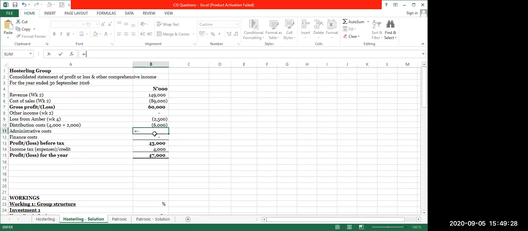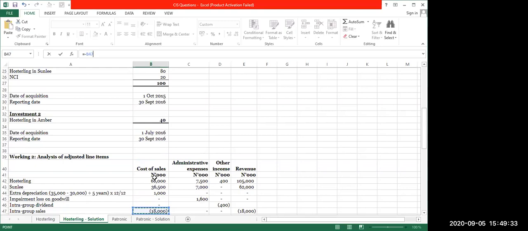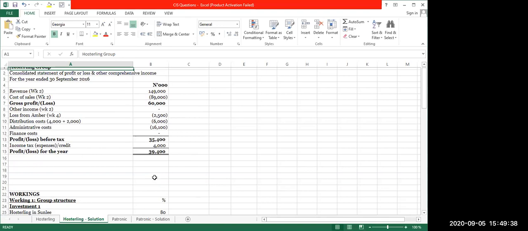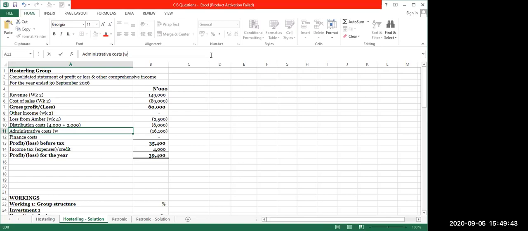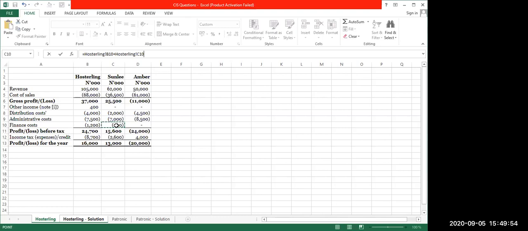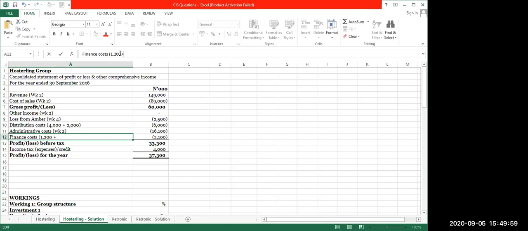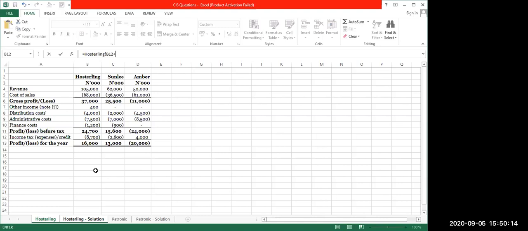Administrative costs, we adjusted it. So it's a working two candidate. So we go to working two and pick our figure up. Finance cost was not adjusted, so we have to pick it from the question. So that's 12 plus 900. The income tax was also not adjusted, so we have to pick it from the question. That's 8,700 plus 2,600.